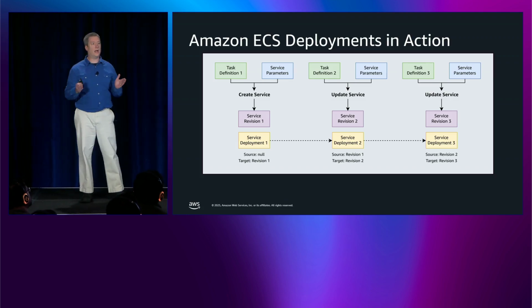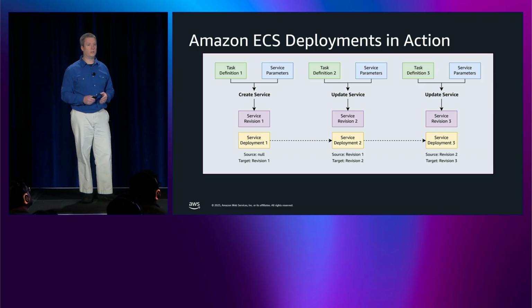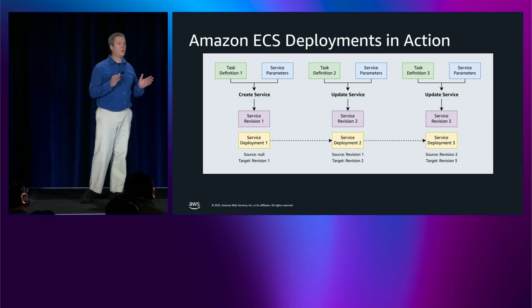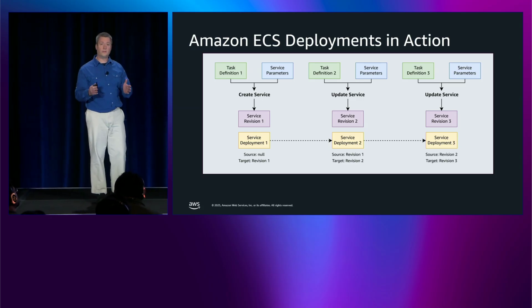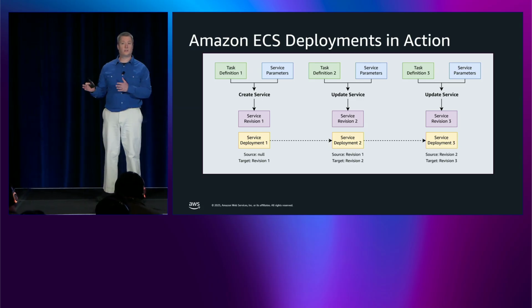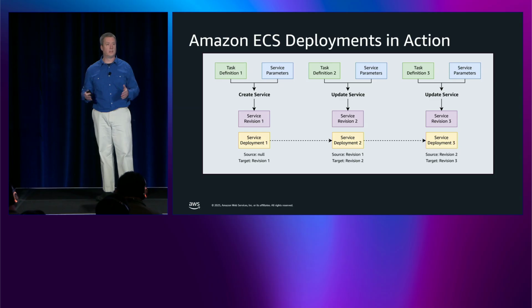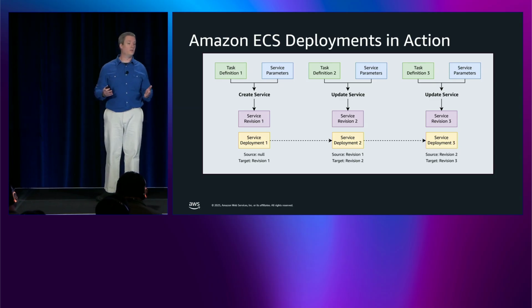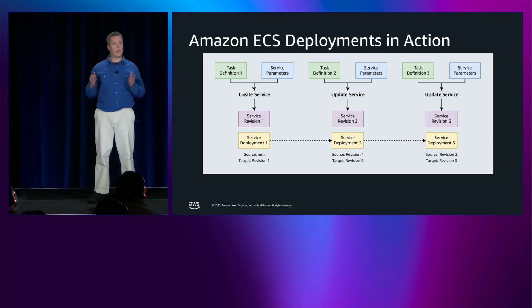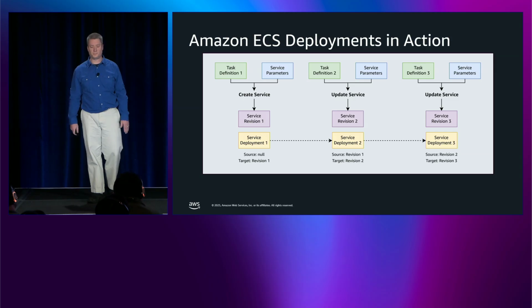And so you can actually look at how your service changes over time by looking through your revision history. The process from going from either nothing to your first service revision, or from a service revision to your next service revision, is an ECS deployment. And that process is what we're going to go over today: what it does, how it works, and some of the configuration of it.